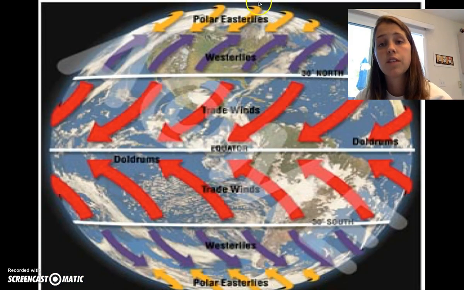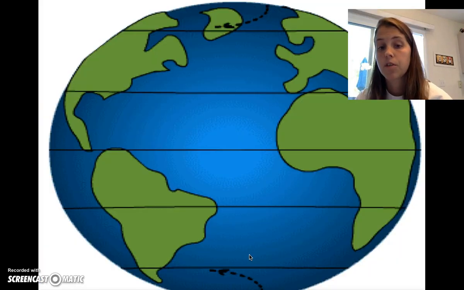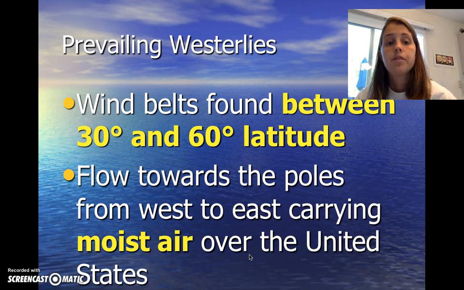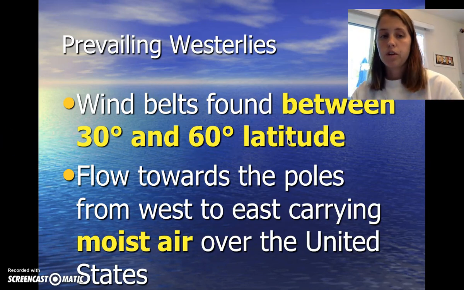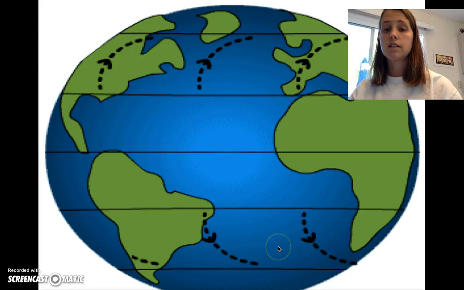So notice that they go from the east to the west, in both the areas from 60 degrees, both north and south, to the poles. And they bring cold temperatures down, south. The prevailing westerlies, or the wind belts found between 30 and 60 degrees, both north and south, flow towards the poles and from west to east, carrying moist air over the United States.